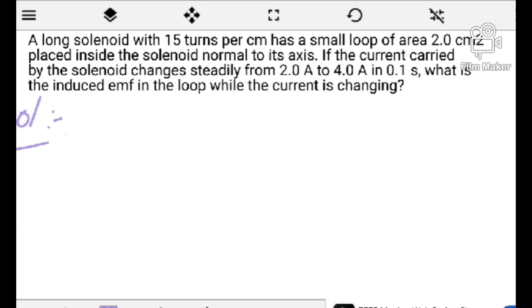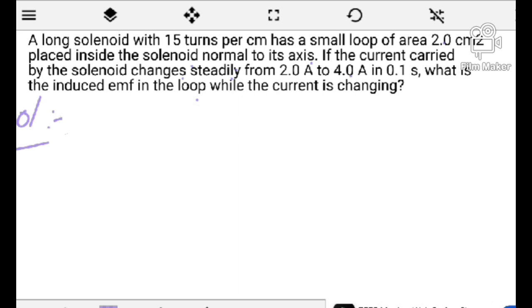This question is from electromagnetic induction. A long solenoid with 15 turns per centimeter has a small loop of area 2 centimeters squared placed inside the solenoid normal to its axis. If the current carried by the solenoid changes steadily from 2 amperes to 4 amperes in 0.1 second, what is the induced EMF in the loop while the current is changing?